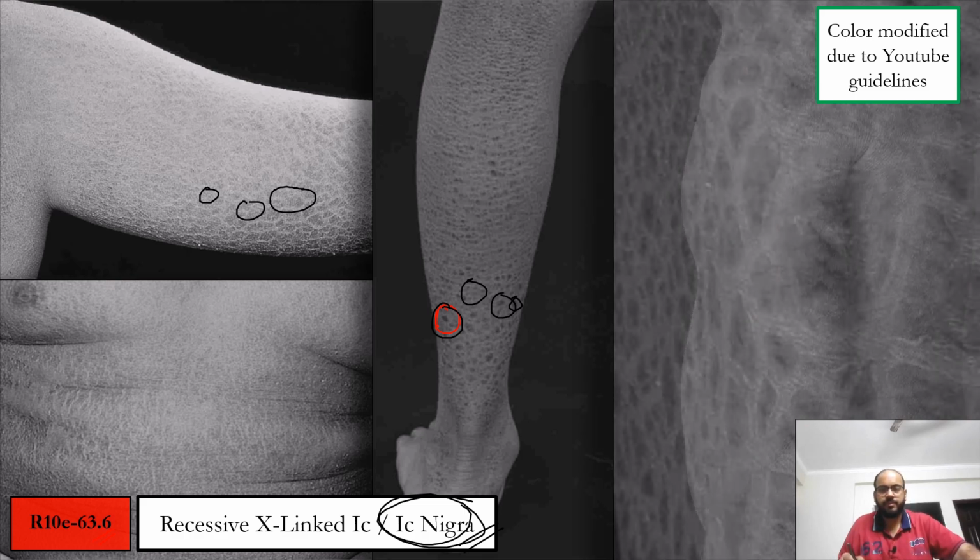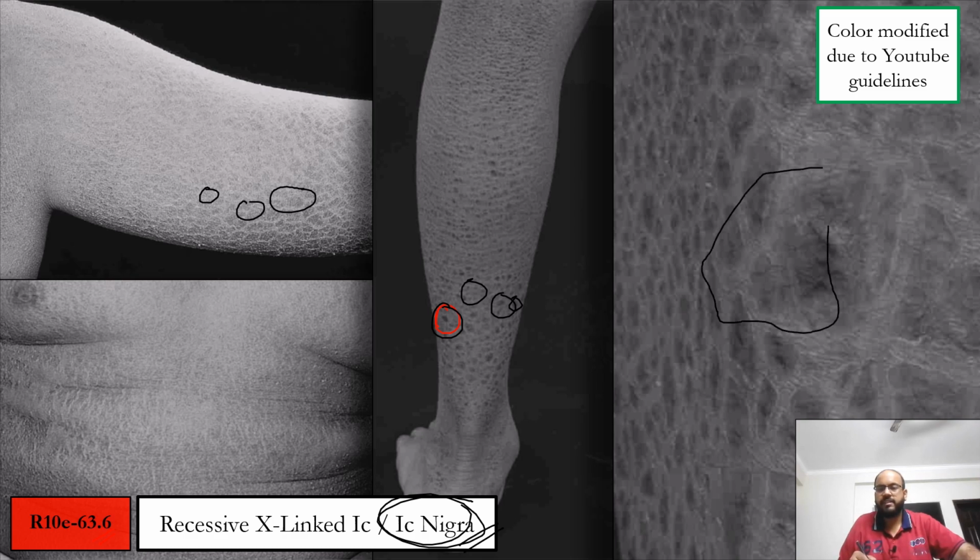Let's move forward. Now look at this magnified view, and you can find that the scales are larger, geometric, darker in color, and thicker. So if you see larger scales predominantly over the shins, increasing during winters, thicker, darker scales, think of XLI. If you see smaller, light gray, light brownish scales, smaller in size, easily brushed off, fine, think of ichthyosis vulgaris. Let's move forward.